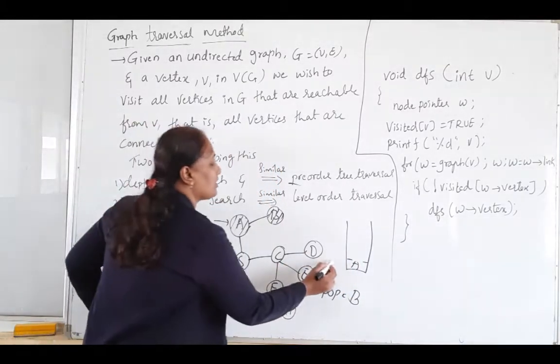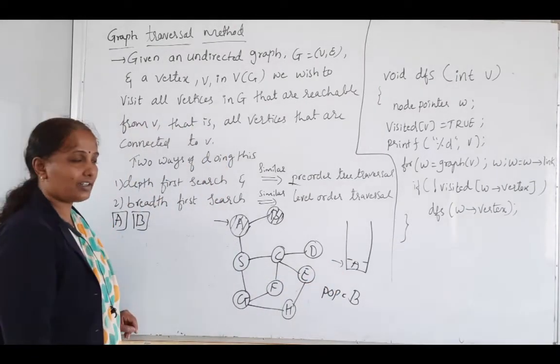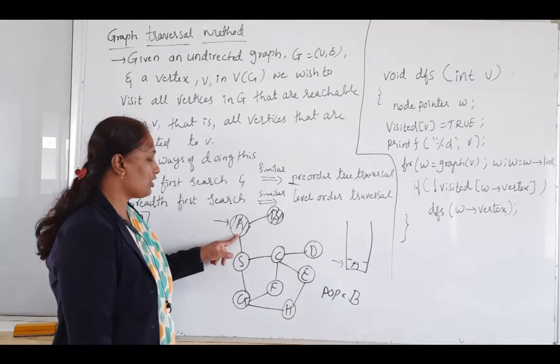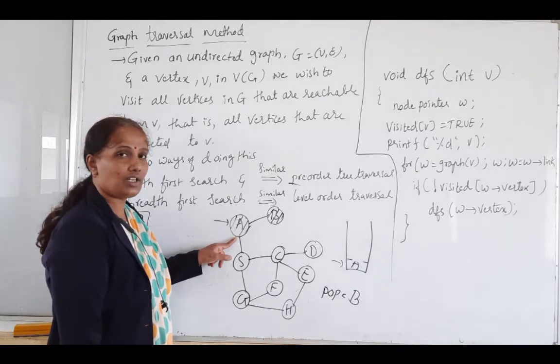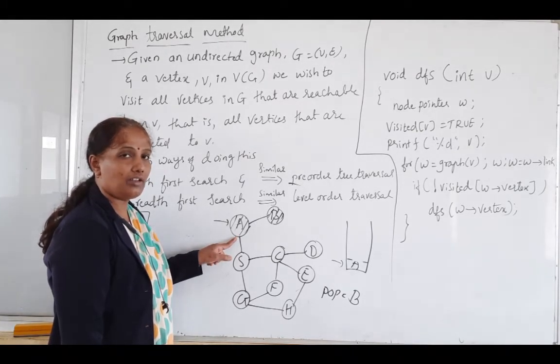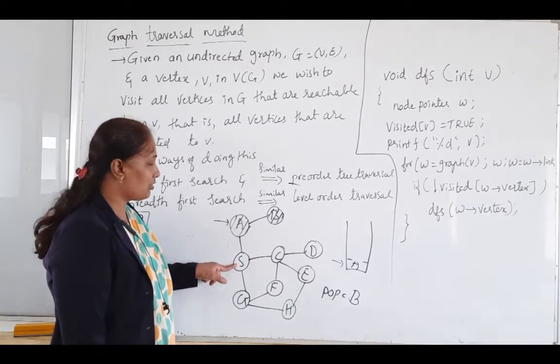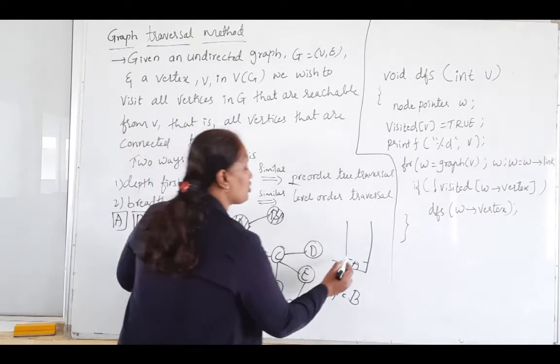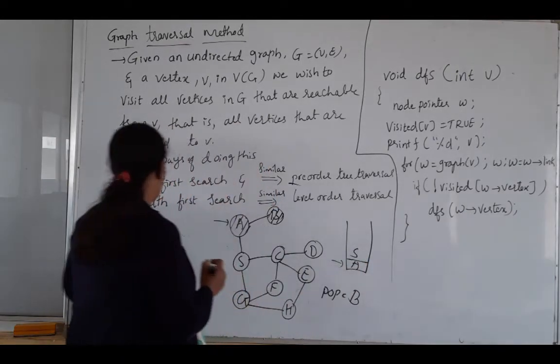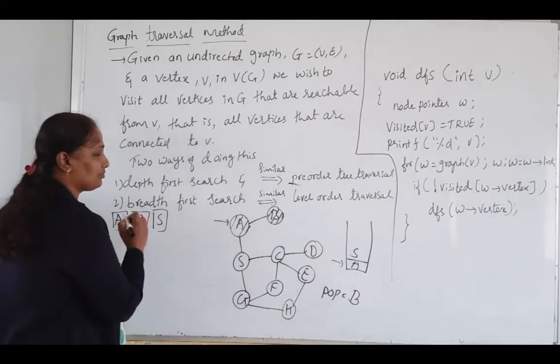So what is the top of the stack now? It is A. So I should check the other vertices which are connected to this A and are not yet visited. The vertex which is connected to this A is S. So I am going to push that S on the stack. I will write S here.